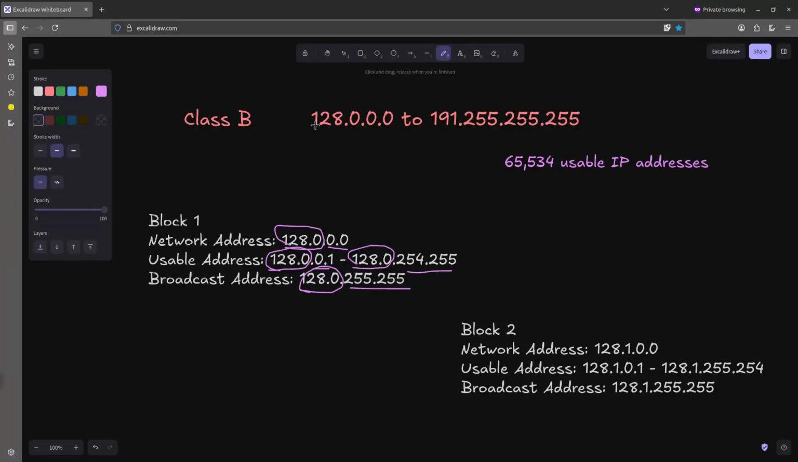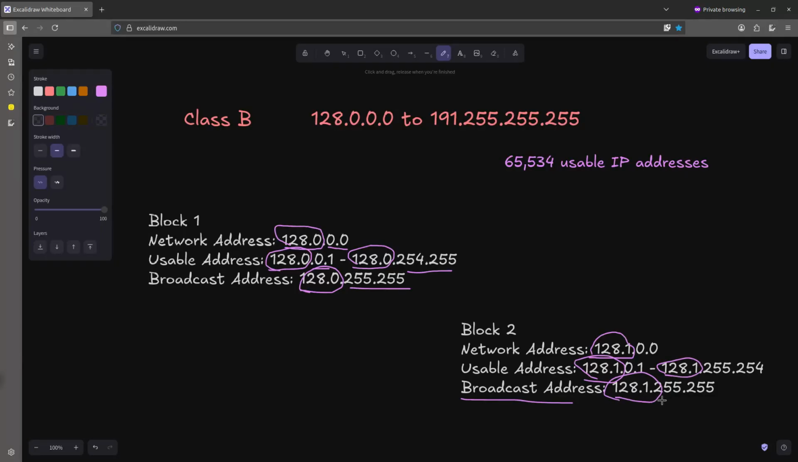Okay, if you look at example block 2, 128.1.0.0 is the network address. Usable is 128.1.0.1 to 128.1.255.254. You can read it for yourself. And then there's a broadcast address, which is 128.1.255.255. Again, if you see, the first two numbers are locked.